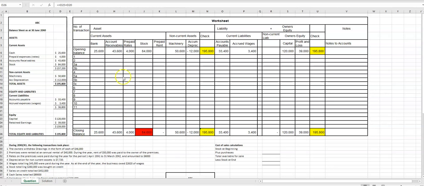So let's enter in here minus $46,000 into our bank column, and the other side of this equation looks at our capital account, okay, because drawings is a reduction of capital, so we need to subtract $46,000 there.